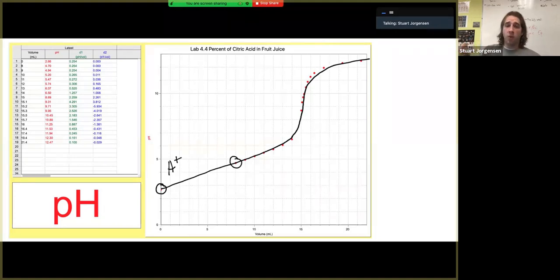Now, as we add more and more of our sodium hydroxide, we get closer and closer to this point where we've used up all of the H plus, or we've actually neutralized it. And you'll notice as you're looking at your graph, there is this region where we see an incredible increase in the pH values. I've bracketed it here just so that you can highlight that piece.